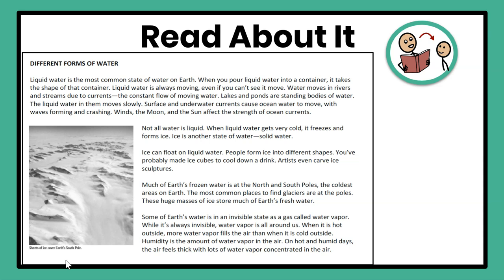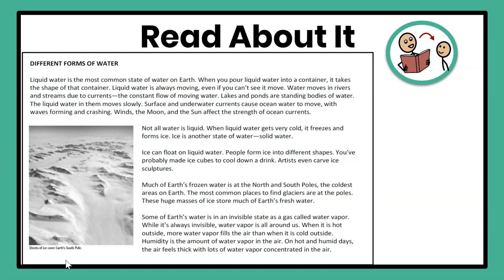Ice can float on liquid water. People form ice into different shapes. You've probably made ice cubes to cool down a drink. Artists even carve ice sculptures. Much of Earth's frozen water is at the North and South Poles, the coldest areas on the Earth. The most common places to find glaciers are at the poles. These huge masses of ice store much of Earth's fresh water.